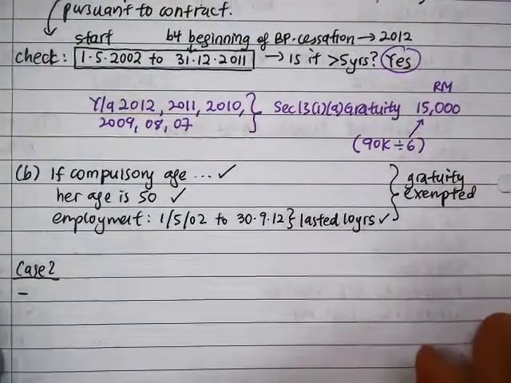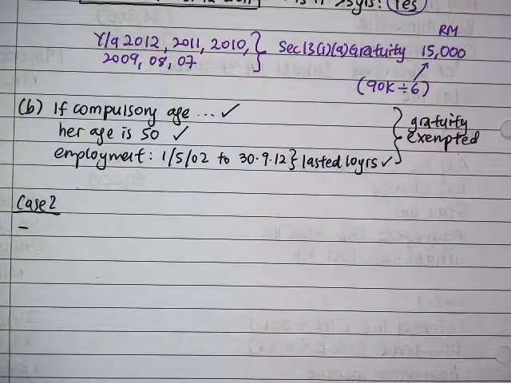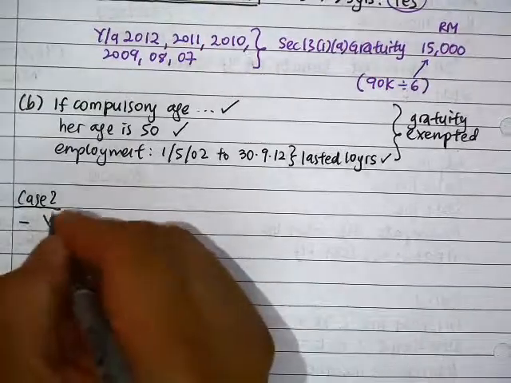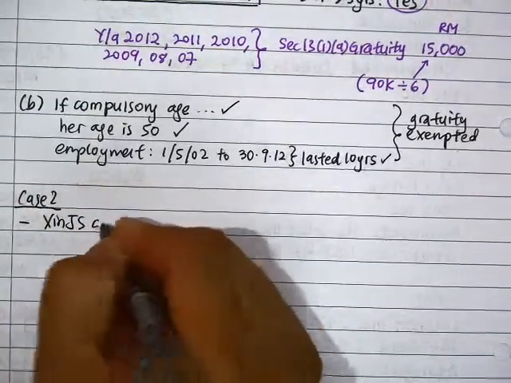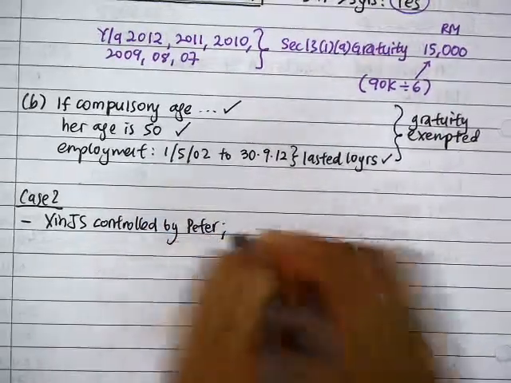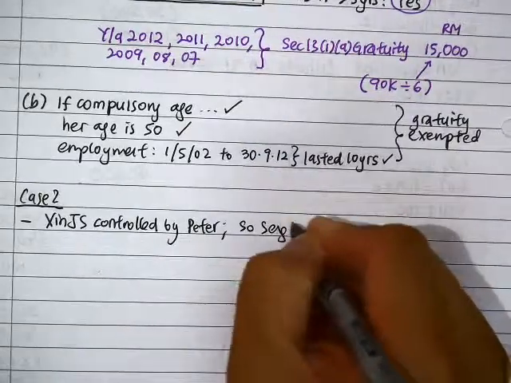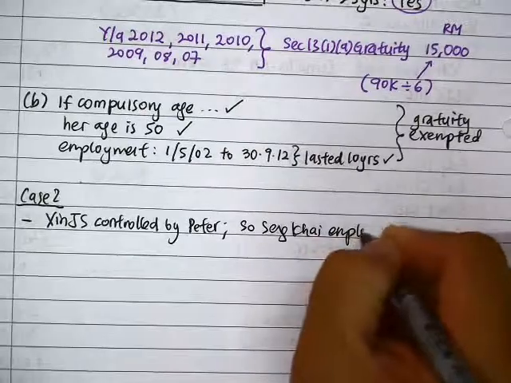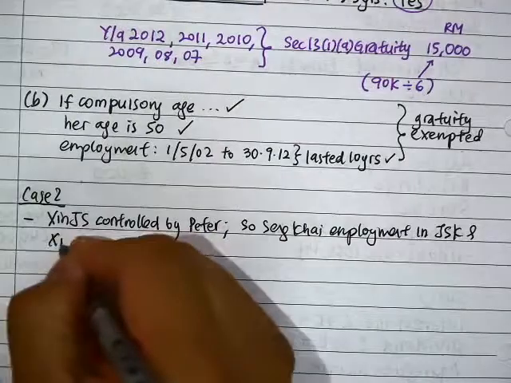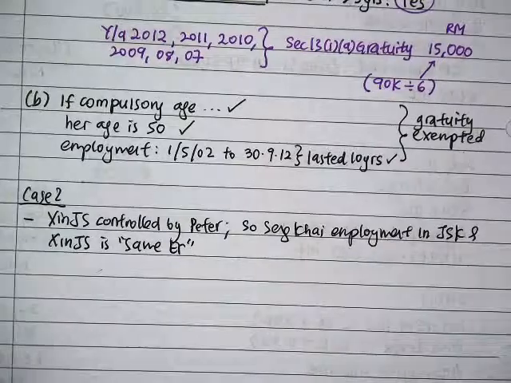Now the issue is whether the employment with SinJS and JSK can be considered as the same employment. We know that SinJS is controlled by Peter. So Senkai's employment in JSK and SinJS is the same employer.